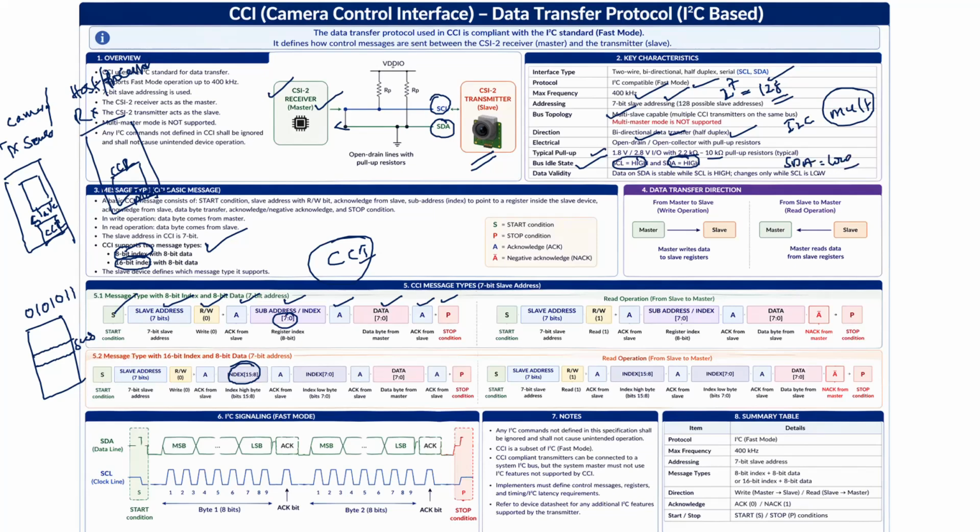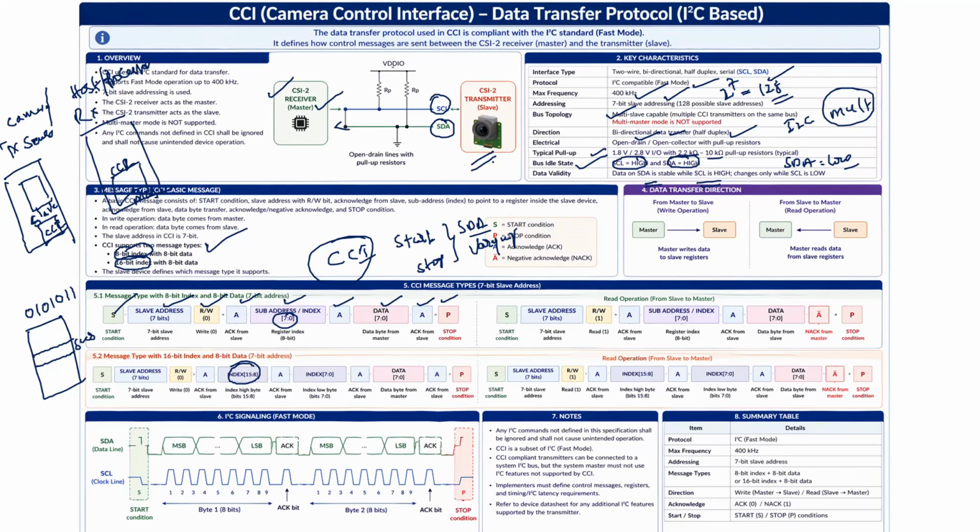Okay, so for data validity, SDA should be stable while SCL is high. If we change the SDA line, we get unknown values. So don't change it except at the start condition and stop condition. In these two conditions only SDA will be varying; in the remaining conditions SDA should be stable.